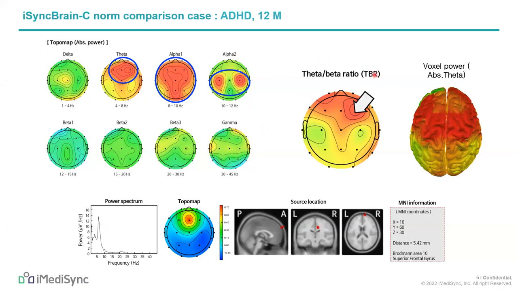The 2D theta beta ratio image shows the most unhealthy area using this arrow, and this is a snapshot from the 3D interactive viewer. You can show the most problematic area. And below, we can also find the dipole source information. The dipole source information shows the origin of the frontal slow wave and its Brodmann area. In this case, superior frontal gyrus. This is the exemplar case of the iSyncBrain C reporting items.